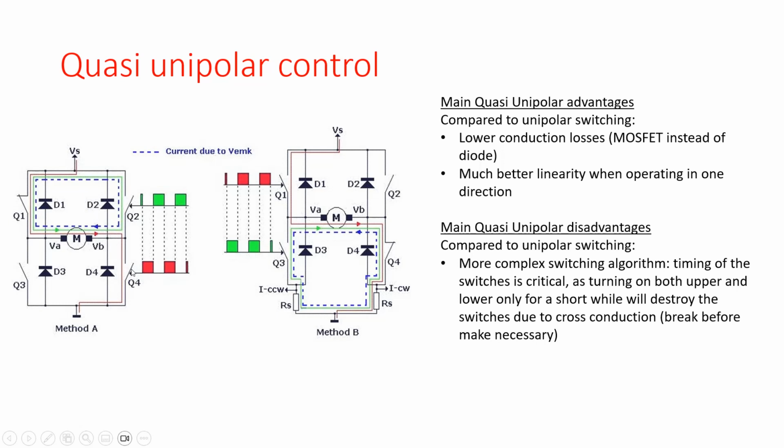So break before make is really necessary, and most drivers take care of that break before make functionality either by setting the break before make dead time by means of an external resistance, or by measuring if Q4 is still conducting, and when it's not conducting anymore, then putting Q2 into conduction.